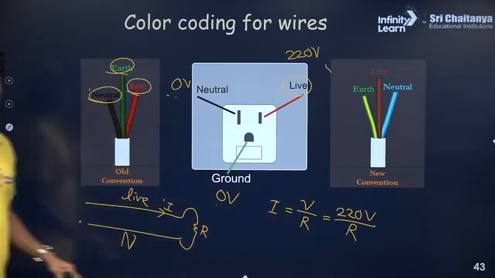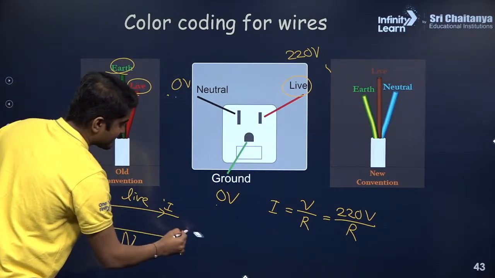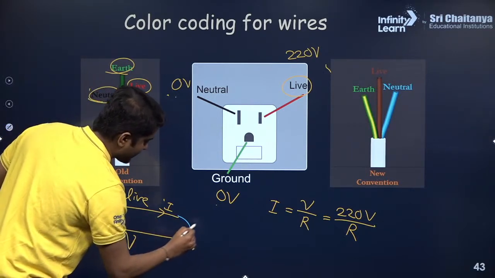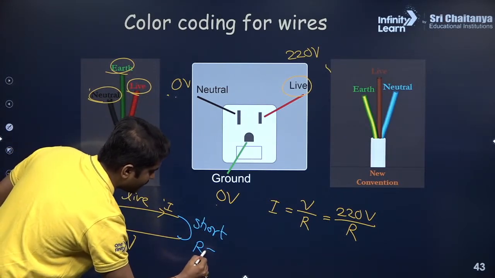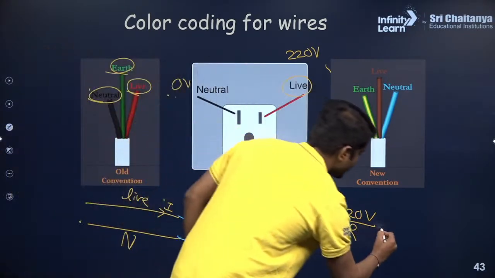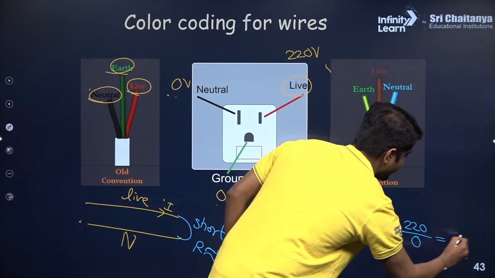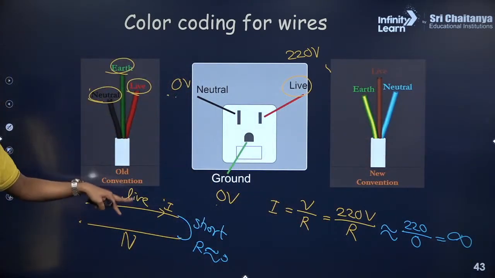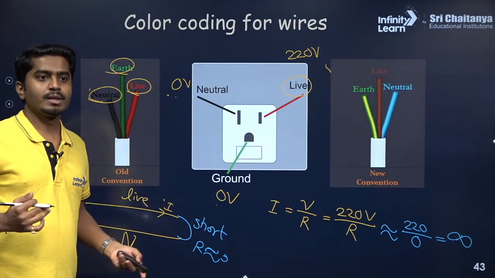But sometimes what can happen, there is a short. So this resistance is not there. So if the resistance is not there, these wires get shorted. That means the resistance is almost equal to 0. So if the resistance is 0, just substitute it here, it is 220 divided by 0, so that will be infinity. So that means a large amount of current will flow from the live wire to the neutral wire. This is called a short circuit. Okay.